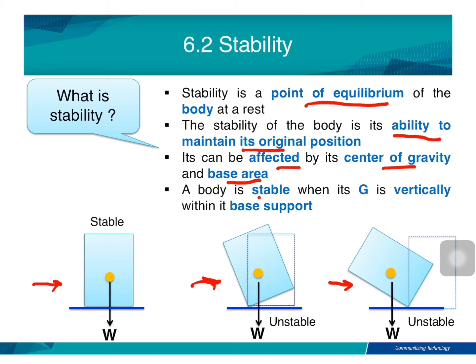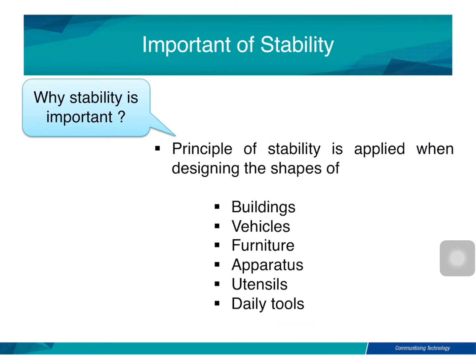So a body is stable when its center of gravity is vertically within its base support. So this is the base support. Okay. And then what is the importance of stability? It is because the principle of stability is applied when designing the shape. What kind of shape? Building, vehicles, furniture, apparatus, utensils, and daily tools.